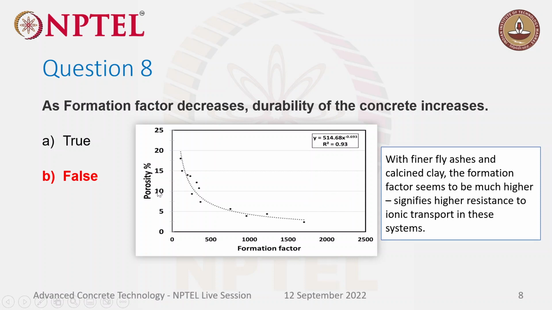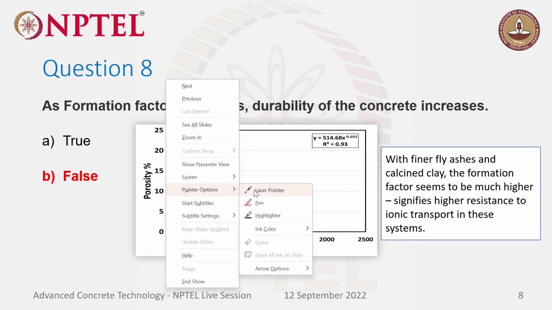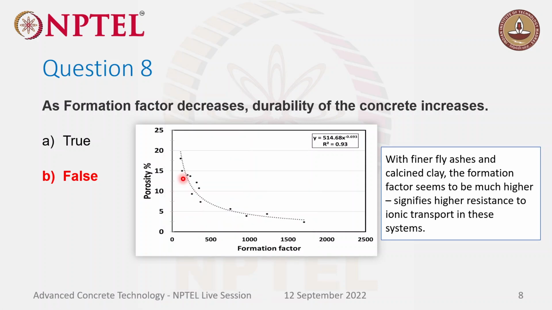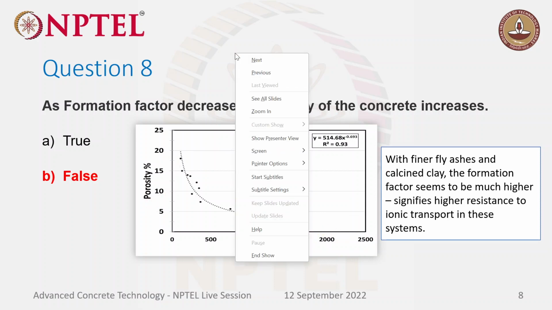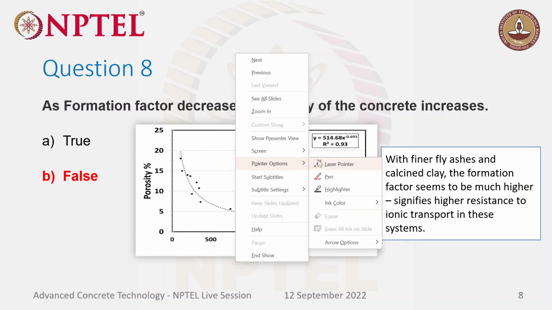Coming back to porosity: once porosity keeps on increasing, obviously the connectivity also increases, right? So here they have marked porosity against formation factor. Once porosity keeps on decreasing, the formation factor increases, which means, assume this is a concrete cube. Okay, let me draw a concrete cube here.